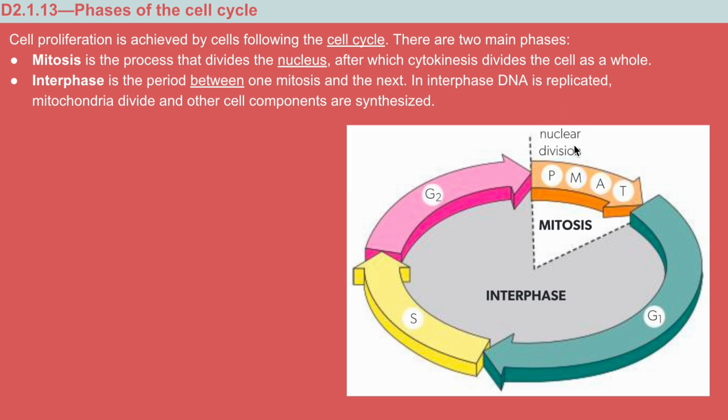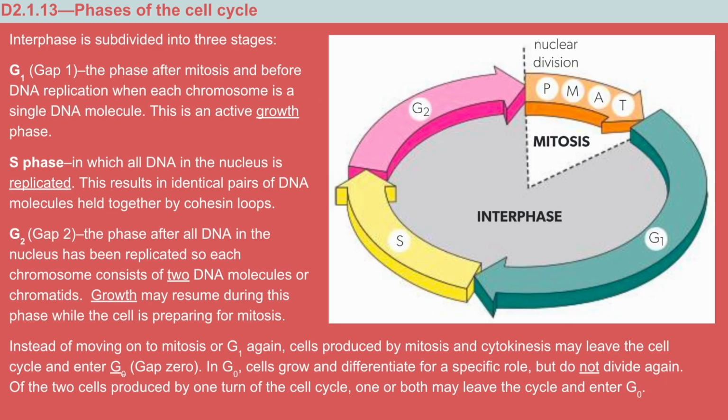Mitosis is nuclear division. Here's those 4 steps: prophase, metaphase, anaphase, telophase. Okay, technically mitosis is nuclear division, so we say that after mitosis, then cytokinesis occurs. Okay, that's splitting of the cytoplasm, and then we are back around to interphase again.